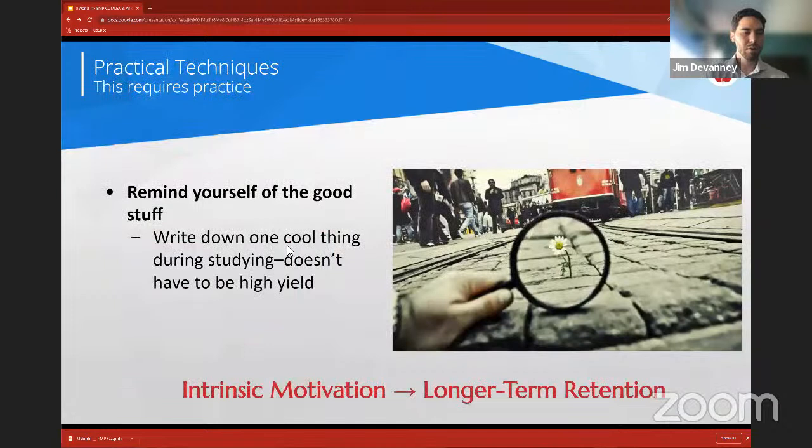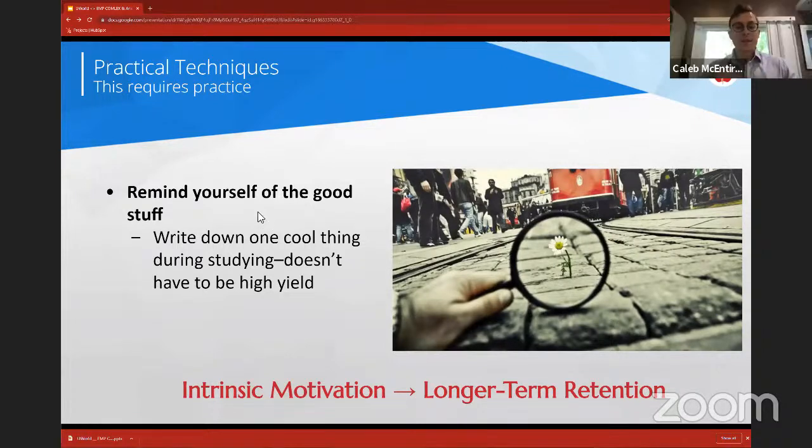So next, I am going to briefly hand back to Caleb, and he'll give us some more practical techniques for studying. So this is another part of that cognitive reframing that we've discussed. And this is one more piece just to remind yourself of the good stuff.